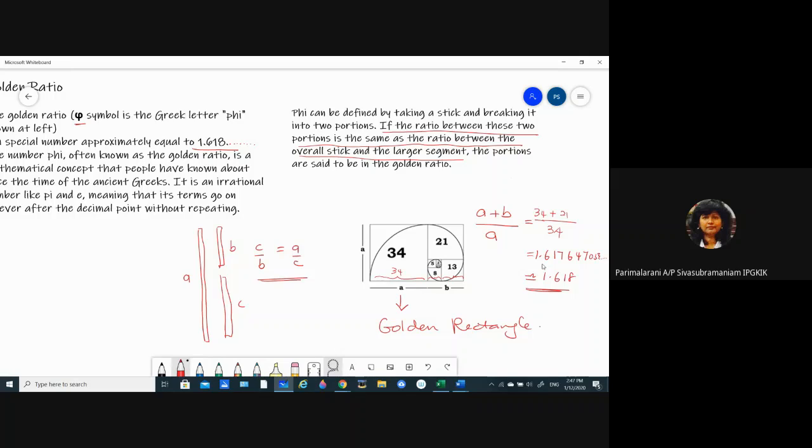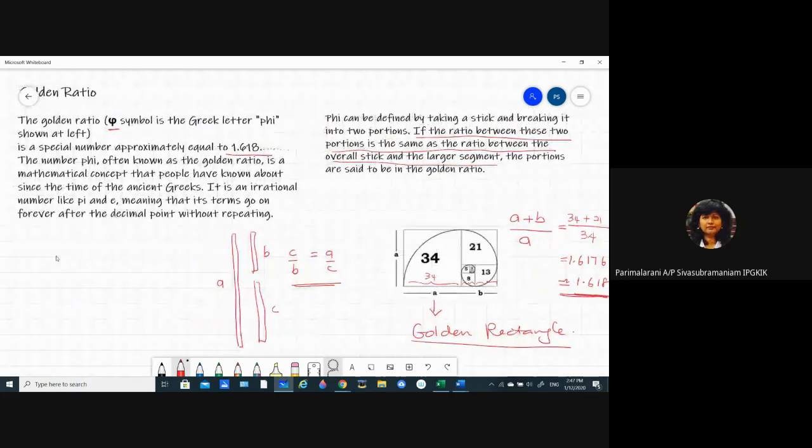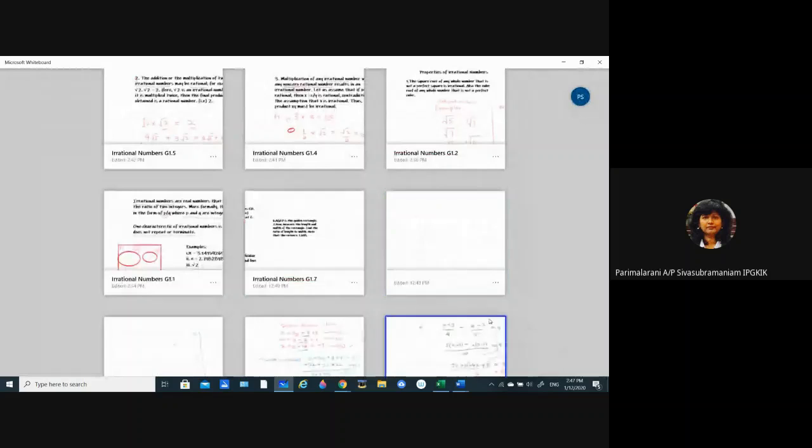There are many objects or many designs around us that follow this golden rectangle. For example, your bank cards or your credit cards follow the golden ratio. If you measure the sides, the length and the width, and you take the ratio, you will find that it is almost 1.618. People like this golden ratio, it's very pleasing, so they like to use golden ratios. So let's see how we can draw a golden rectangle.